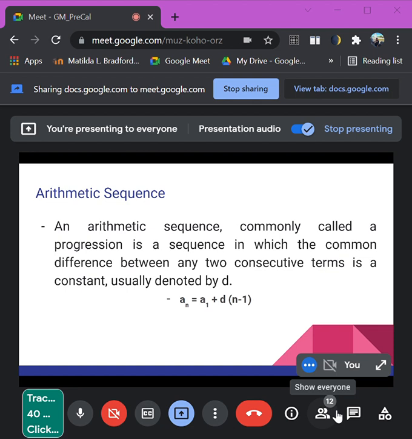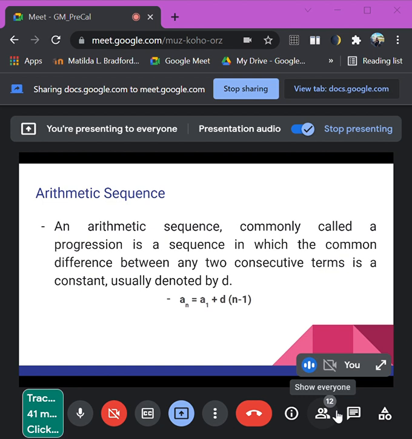An arithmetic sequence, commonly called a progression, is a sequence in which the common difference between any two consecutive terms is a constant, usually denoted by d. Okay, thank you, Cilio. So when we say arithmetic sequence, we need to have a common difference, usually denoted as d. So any two consecutive terms have a common difference. In order for us to get the next term, we can simply add the common difference to the previous term.